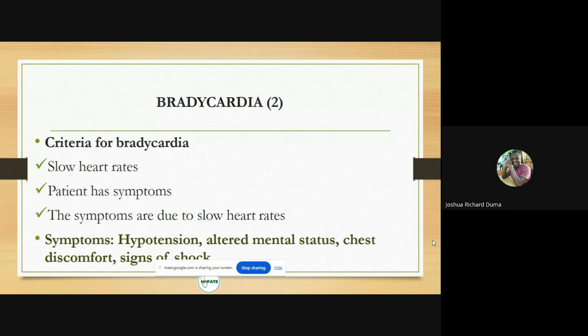So in a critically ill setting, in order to say that this patient is bradycardic, it has to be a slow heart rate, as I've said, below 60, or sometimes below 50, with association of symptoms. The symptoms that can be associated with bradycardia can be altered mental status, chest discomfort, signs of shock like low blood pressure, etc. Next slide.